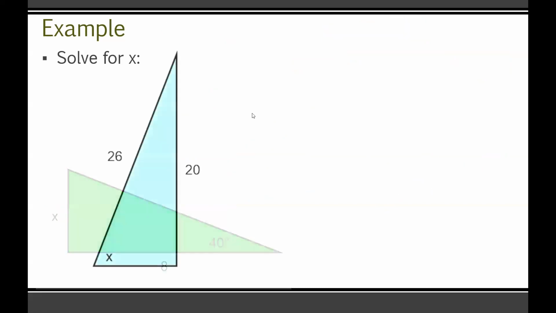All right, so this next one, we're solving for x. This time around, notice x is an angle. That is kind of interesting. Once again, I want us to do this one together. I don't want you to do this one on your own.